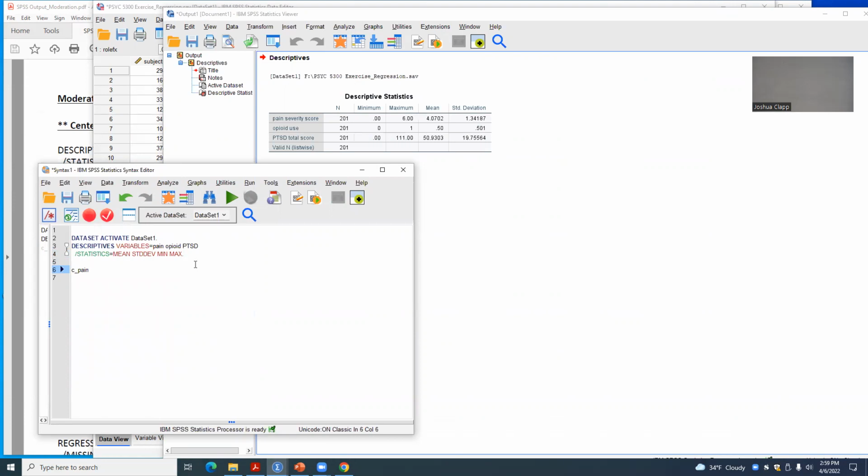C pain is equal to pain minus, and then I'm going to look at my score here. It's going to be 4.0702, period. And then EXE, short for execute. Okay. Now I've got my variable for centered pain.